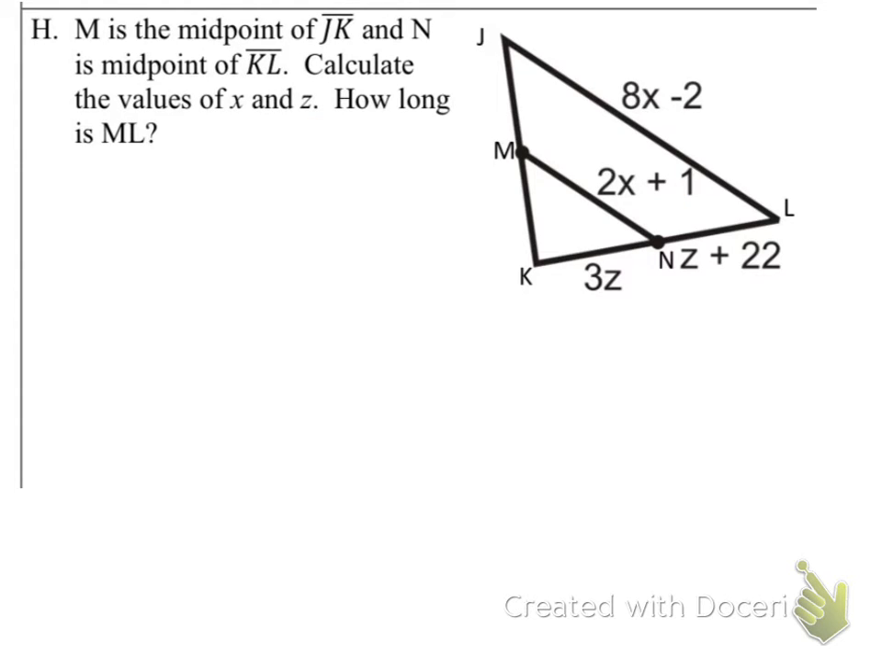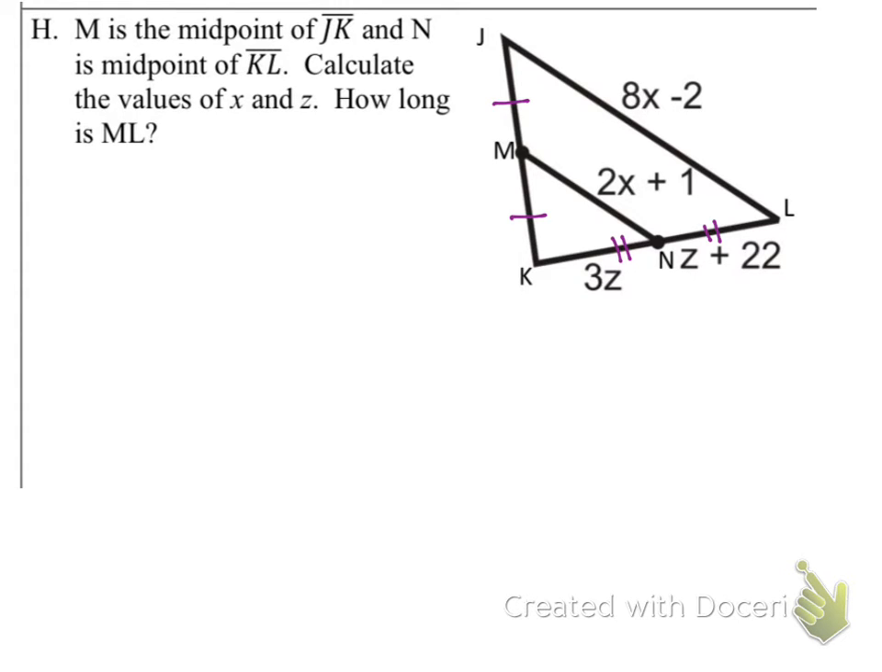A little bit more complicated, kind of got a lot going on. So let's take a look at this. M is the midpoint of JK, so the distance from M to J and the distance from M to K are the same. N is the midpoint of KL, so from N to K and N to L are going to be the same. I want to calculate the lengths of x and z, and figure out how long ML is. There's a lot going on here.